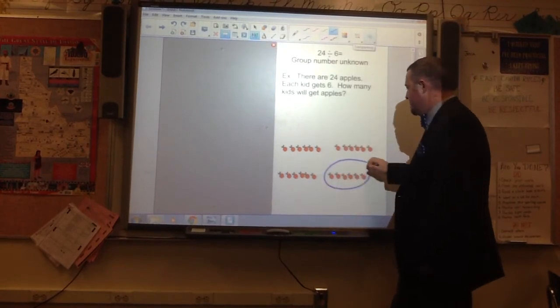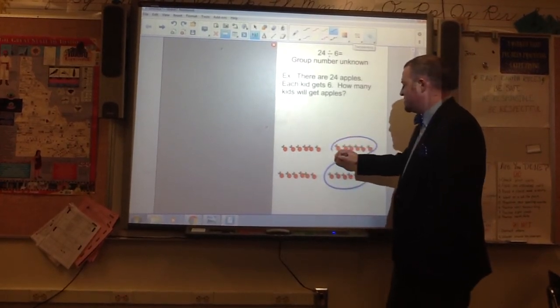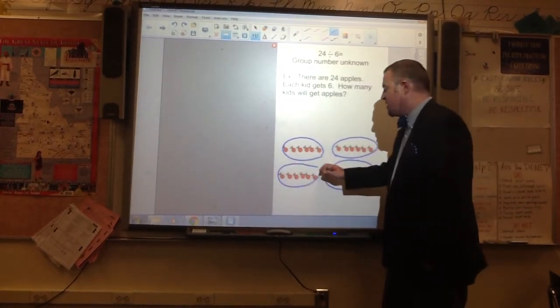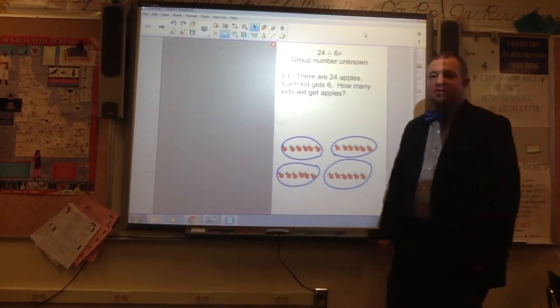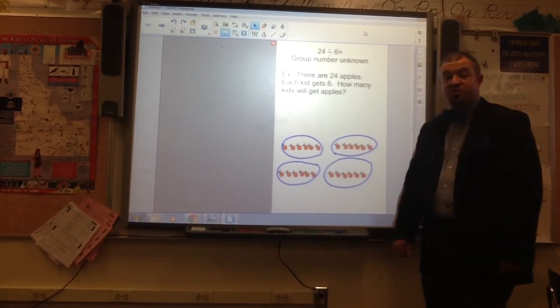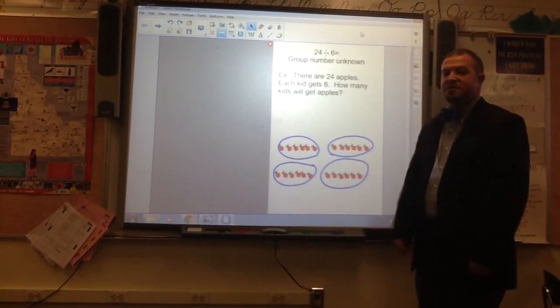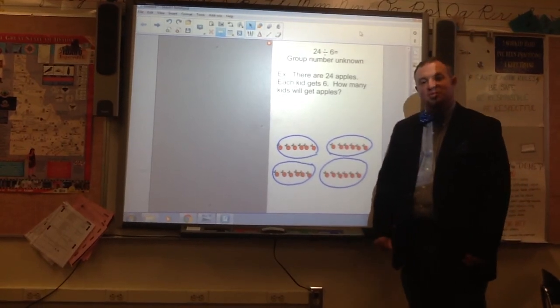Now we can see each child getting 6 apples, that the quotient is still 4, but the meaning of the number 4 is different because 4 children will be getting apples in this problem. So that is how the two different division story problems work. Thanks.